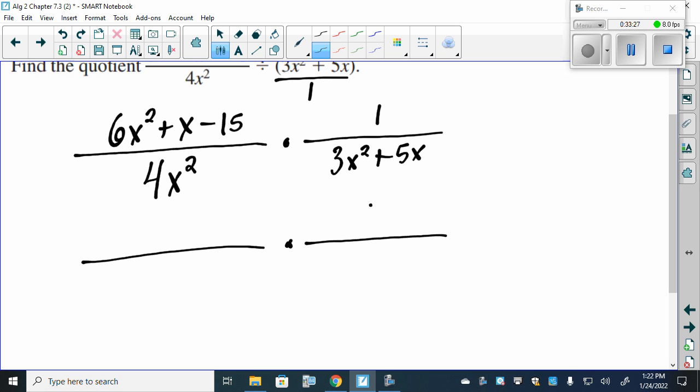Now, luckily for us, the 1 and 4x squared do not factor, so we can put them back in. Now, we can look at the 6x squared plus x minus 15, but I would rather look at the 3x squared plus 5x first, because 3x squared plus 5x does have a greatest common factor of x, leaving us with 3x plus 5, because we can factor an x out of both terms, and 3x squared becomes 3x, and 5x becomes 5.